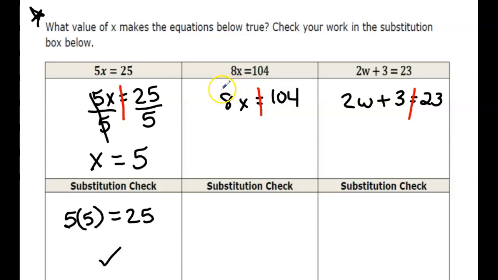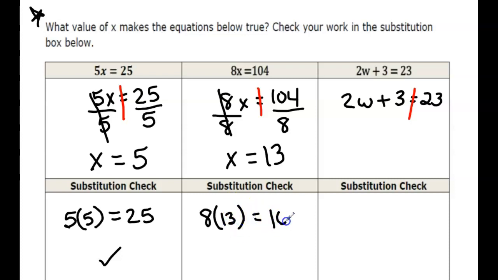In example number 2, the 8 is attached to the x, so we're going to divide by 8. These 8's cancel. 104 divided by 8 equals 13. Substitution check. 8, x is 13. 8 times 13 does equal 104. So that checks out.